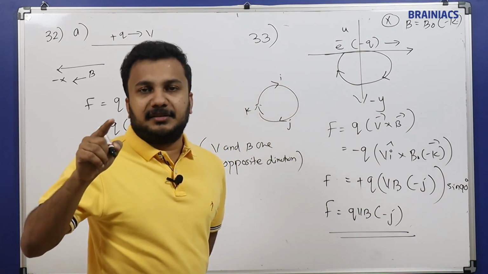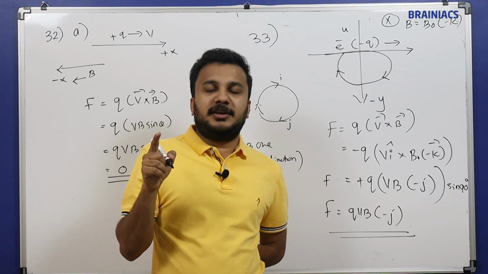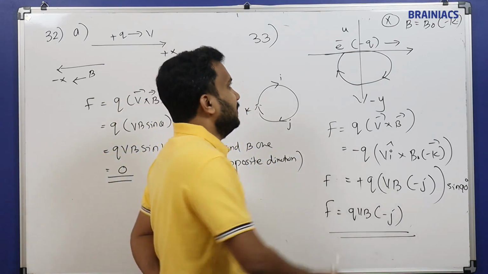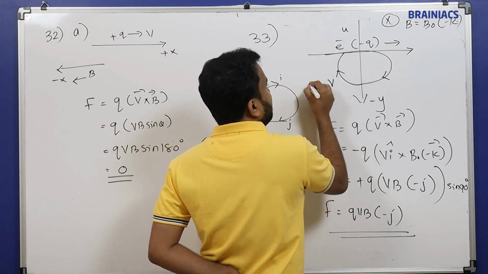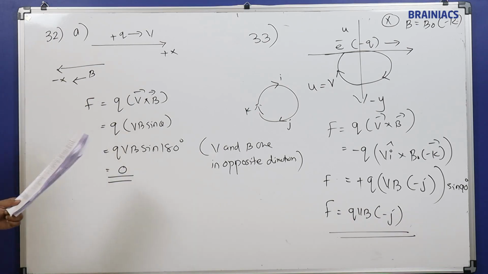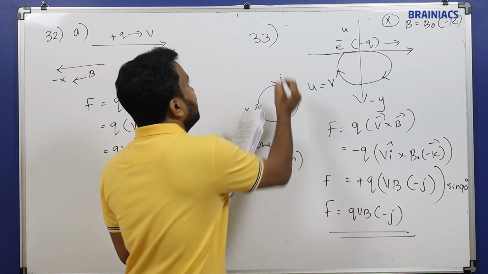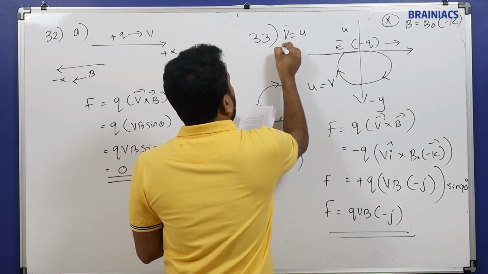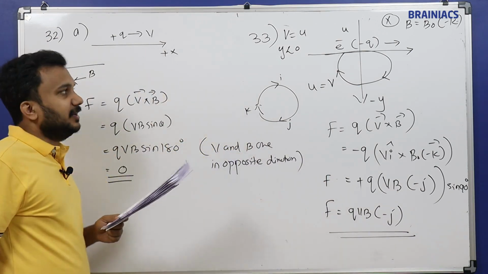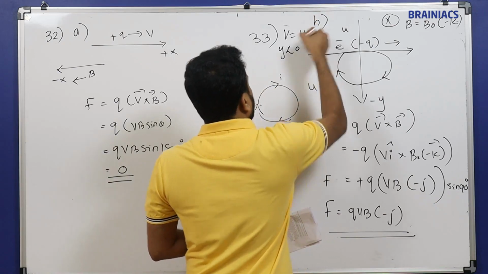I told you while taking the theory, when an electron enters a perpendicular magnetic field, it will undergo circular motion with constant speed. So the initial speed is equal to the final speed, both are the same. With all this understanding, the answer to question 33 is B. v is equal to u and y is less than 0, because it is moving in the negative y direction. So 33, the answer is option B.